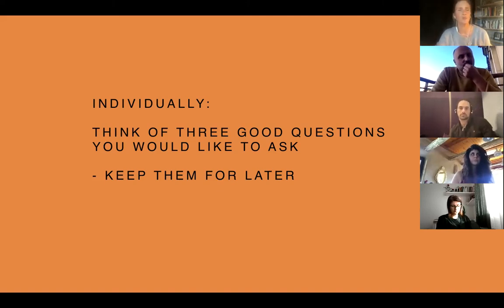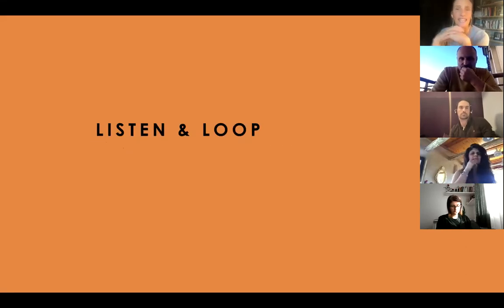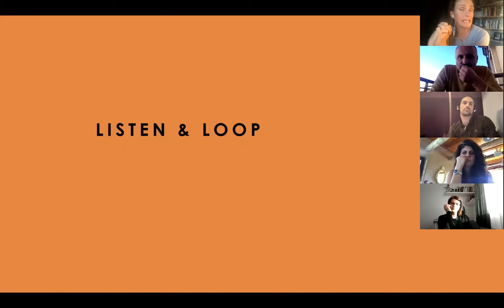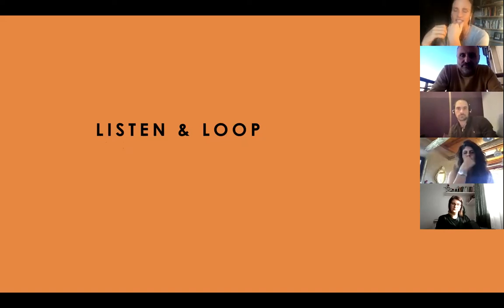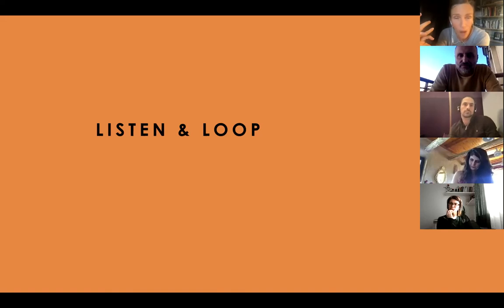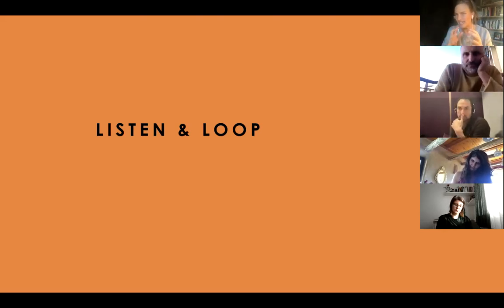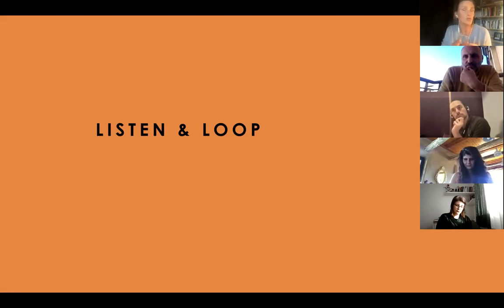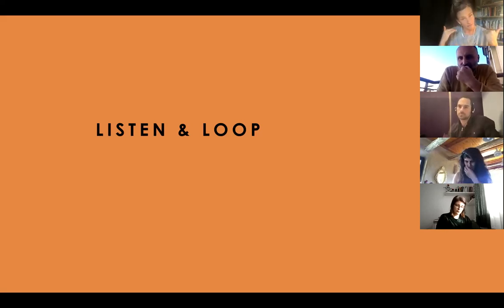The second skill we call listen and loop, and it is about listening well, but also looping back what you heard, especially if it's a difficult, tense topic. The looping part is really important. You don't have to loop back all the time, but if there is a subject where there is tension, it's good to make sure that you have understood correctly and that the other person feels understood.